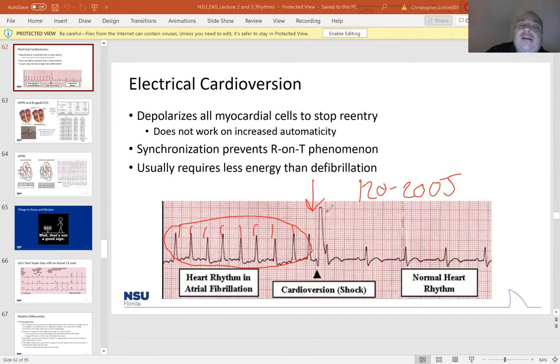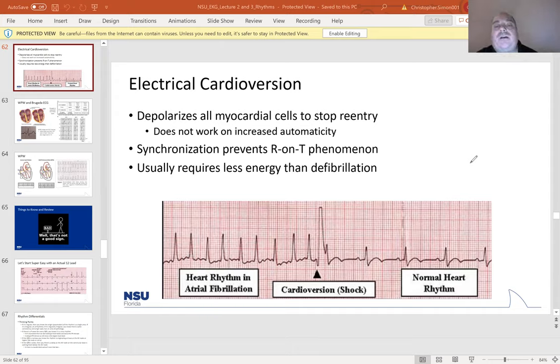And then you see the electrical tracing right here. Notice what happened after they cardioverted them. We went from AFib to a perfectly normal sinus rhythm. So that's actually pretty cool. So that person was kind of fixed, in a way.